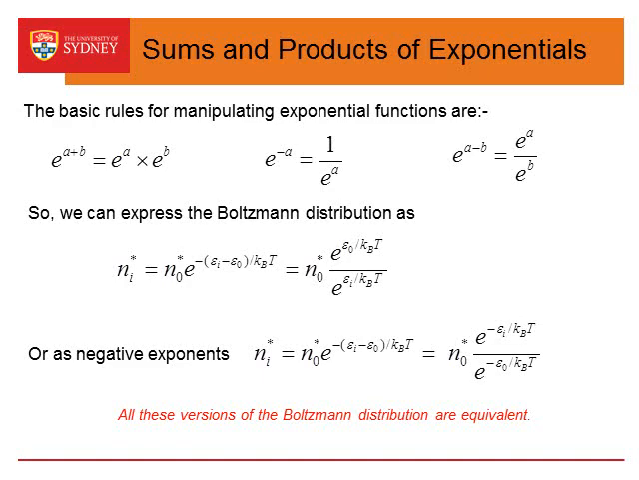This means we can express the Boltzmann distribution as ni* equals n0* e to the difference of energies divided by kBT, or as n0* times the ratio of two exponents, e to the E0 over kBT divided by e to the Ei over kBT, or as negative exponents, n0* times e to the minus Ei over kBT divided by e to the minus E0 divided by kBT. All these versions of the Boltzmann distribution are equivalent.